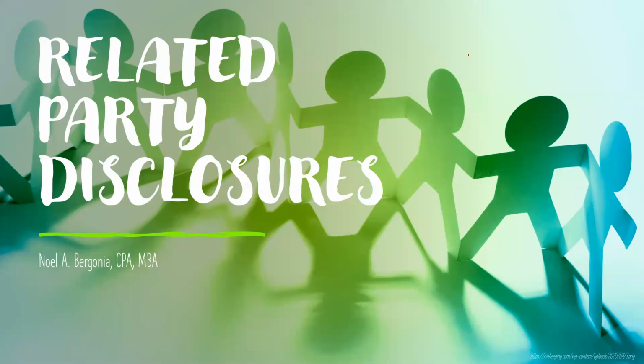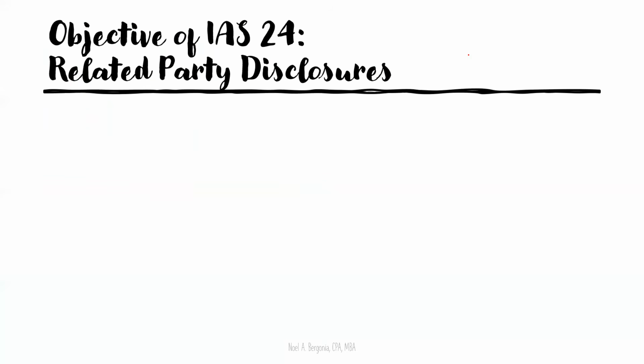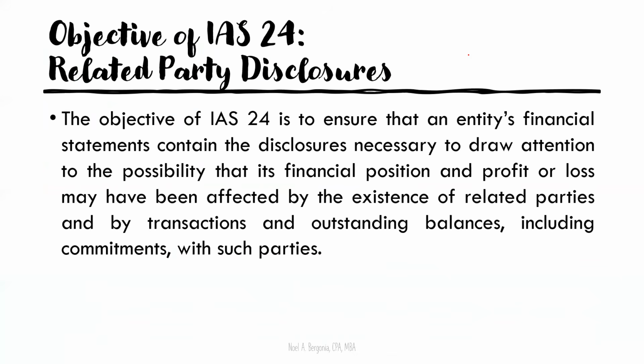Okay, so first let's discuss the objective of IAS number 24. Okay, so the objective of this standard is actually to ensure that the financial statements of the company contain the necessary disclosures that draw attention to the possibility that the financial statement, whether financial position or even profit or loss, is being affected by the existence of the related parties, na i-define po natin mamaya, as well as the transactions and yung mga outstanding balances of the related party needs to be disclosed. Okay, so in summary, the objective of the IAS number 24 is to provide transparency doon sa ating disclosure about the existence of related party transactions. Okay?